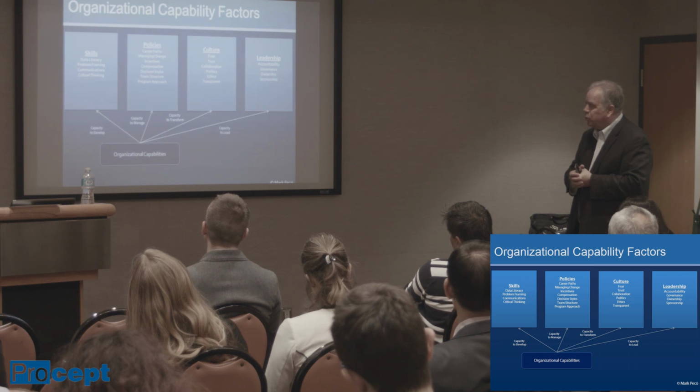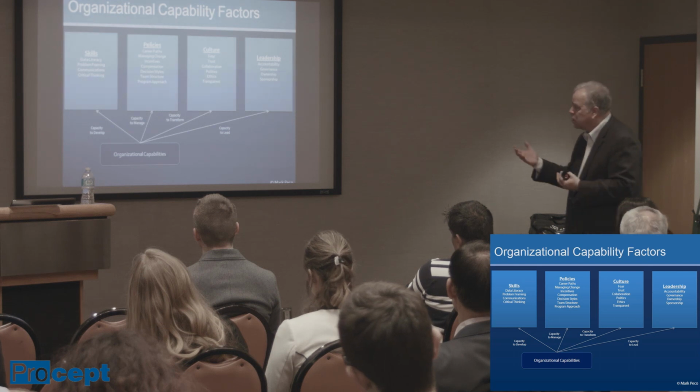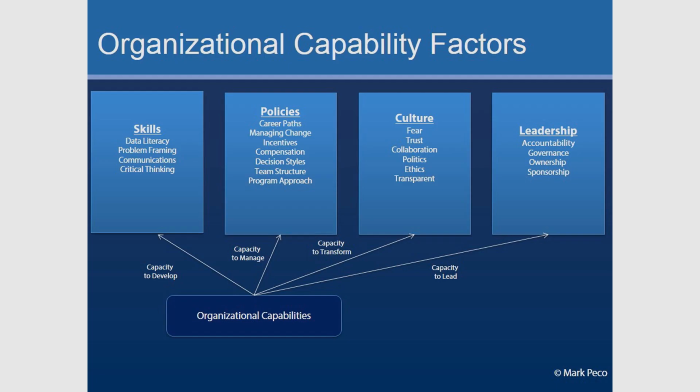The capacity to transform is, again, the culture may be full of fear and mistrust, so therefore you're not going to transform. So we have to have countermeasures to reduce the fear, to increase the trust, so we can start to transform. So this gives you ideas of how to identify those.